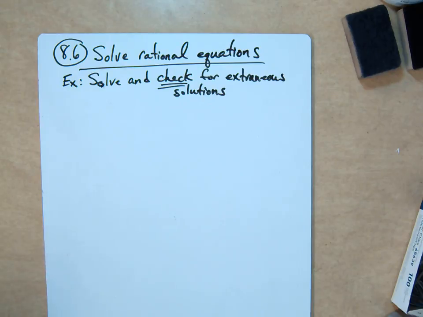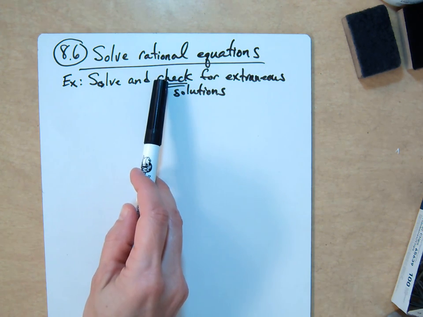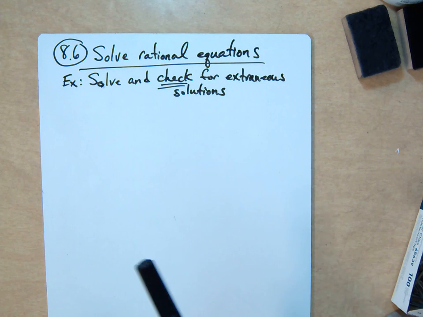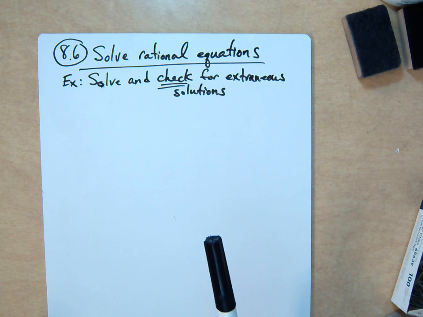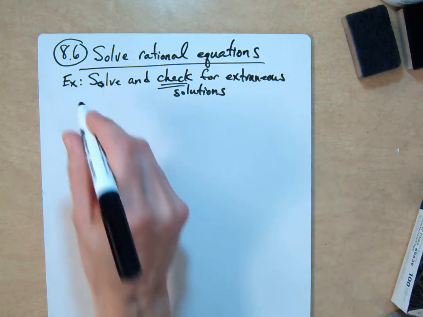This corresponds to section 8.6, solving rational equations, and when you solve these, you have to check for extraneous solutions. That's one of the good reasons that both rational and radical functions are in our unit together, because with both of those function families, you have to check for extraneous solutions. So be sure to do that here. We're just going to solve, and we'll do 6 examples.